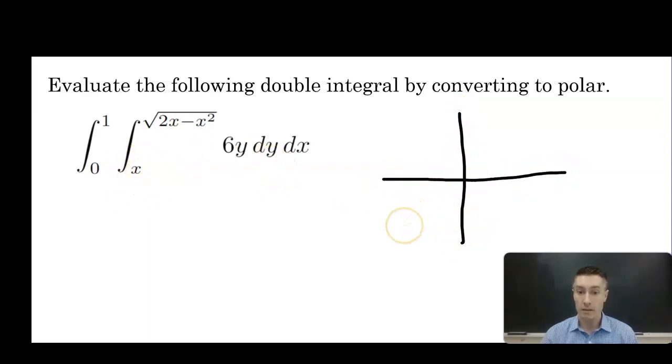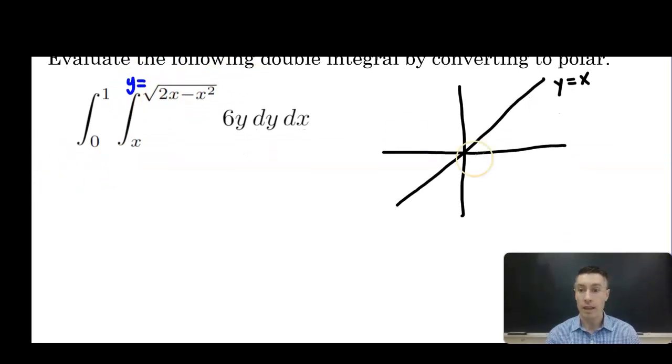So y equals x. Easy enough. Now what's a little harder is figuring out what this region is going to be. So y equals the square root of 2x minus x squared. In order to visualize it, let's do a little bit of algebraic work. So y equals the square root of 2x minus x squared. So we can square both sides. So y squared equals 2x minus x squared.